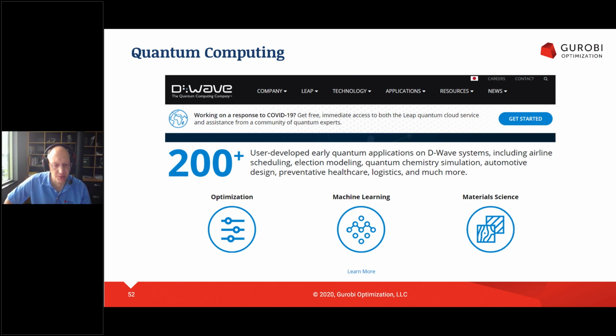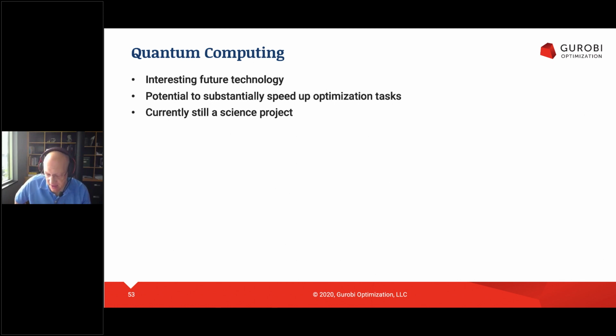And then finally, quantum computing. So there's a lot of excitement about quantum computing. And in fact, there's a company, D-Wave, that makes a quantum computer. And if you go to their website, the first application they list for their computer is optimization. And it's early in quantum computing. So it's an interesting future technology. There's clearly the potential for this to do interesting things, but currently it's still a science project.